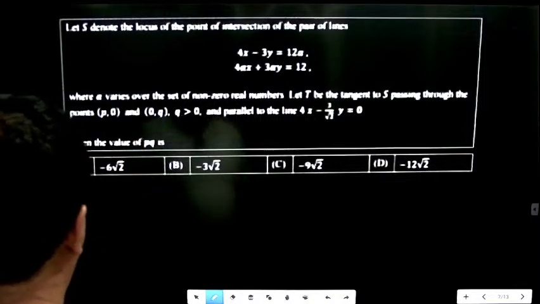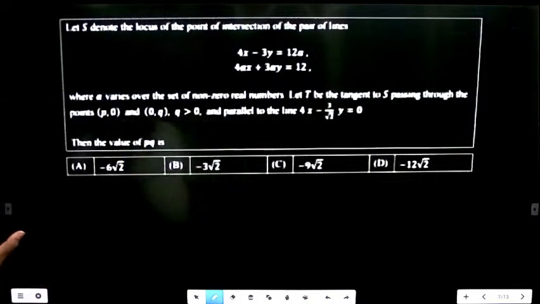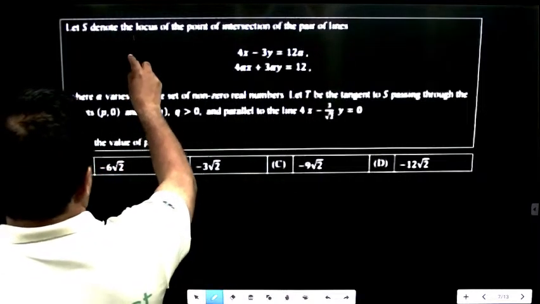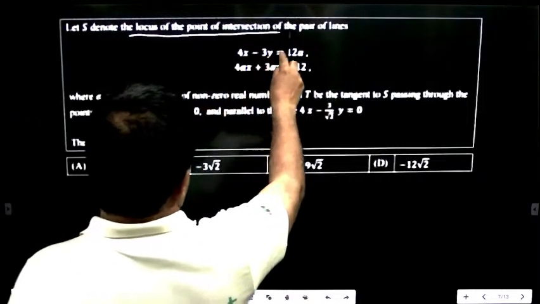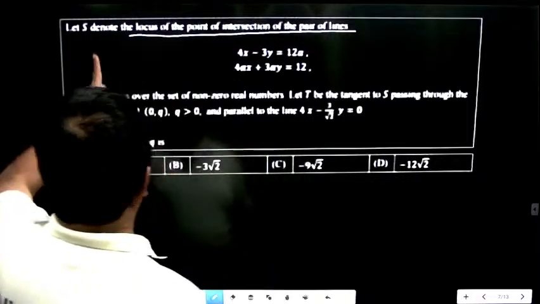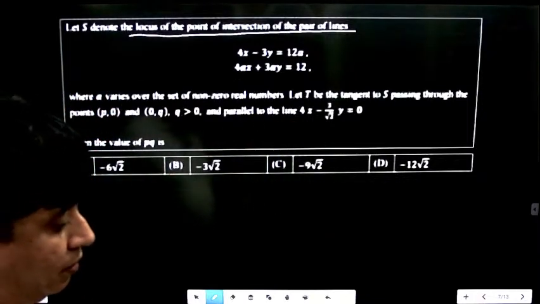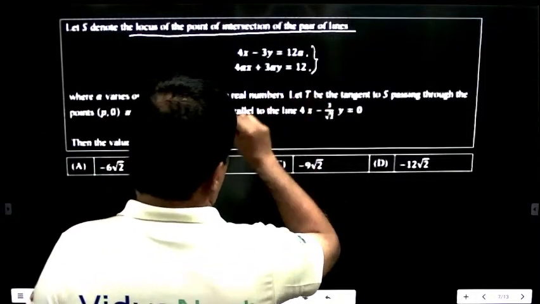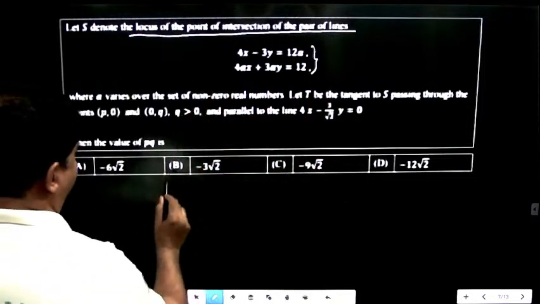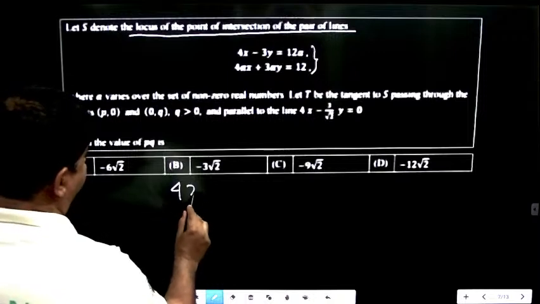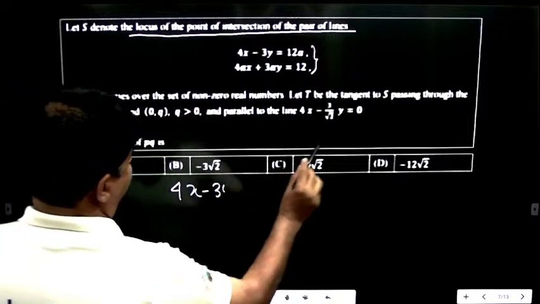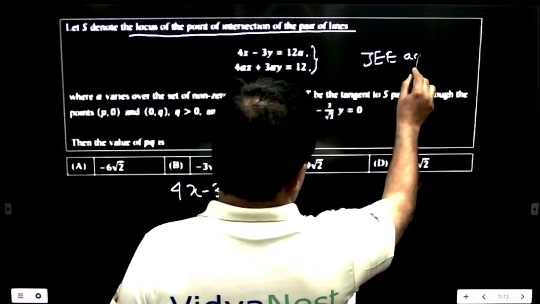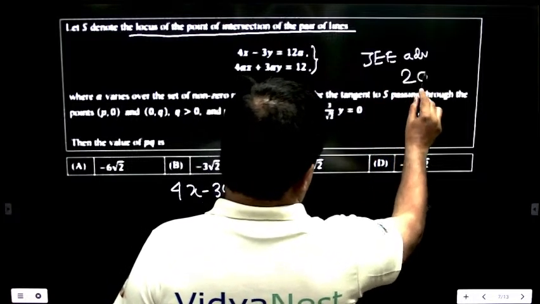See, this sum is a little bit hazy. I am just telling you what is written. S denotes the locus of the point of intersection of the line, okay, 4x minus 3. It came in JEE Advanced 2025.